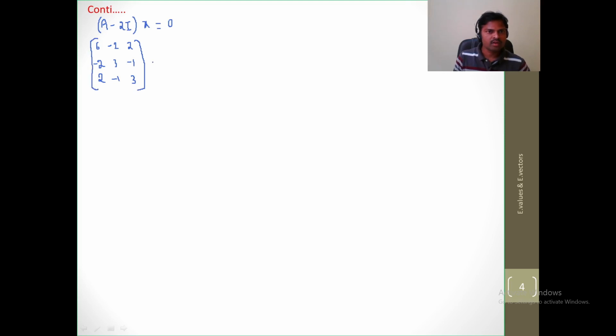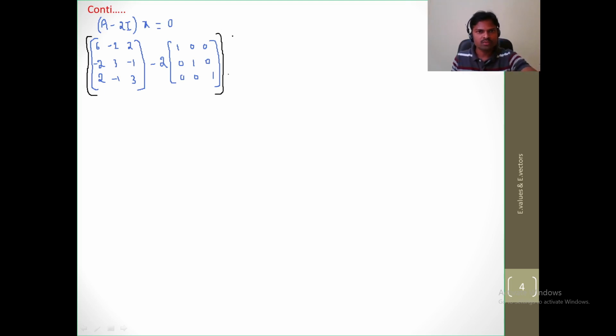And minus 2 times the identity matrix. Since here A is of order 3 by 3, therefore we have to take the identity matrix of order 3 by 3. So this is the first observation. For example, if the matrix A is of order 4 by 4, then take the identity matrix of order 4 by 4. And all these things into what?